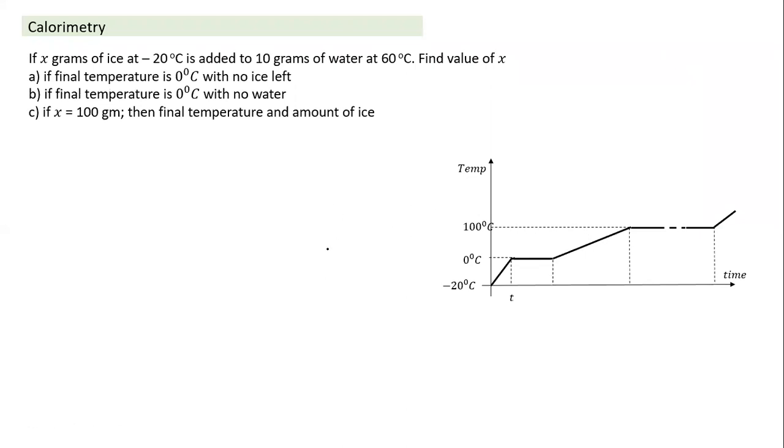Okay, this question I have done in three parts. If you understand all the parts, I think the major part of calorimetry is done. So X grams of ice at minus 20 degrees centigrade is added to 10 grams of water, and the water is at 60 degrees. Let's put different parts here. What is the value of X? Basically, how many grams of ice at minus 20 degrees should be added to 10 grams of water so that the final temperature is 0 but it does not contain any ice.